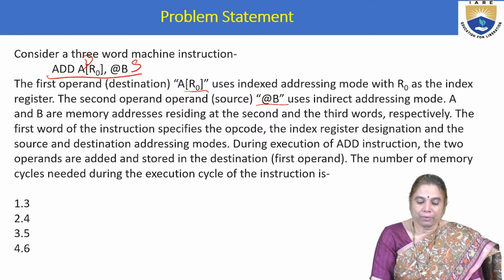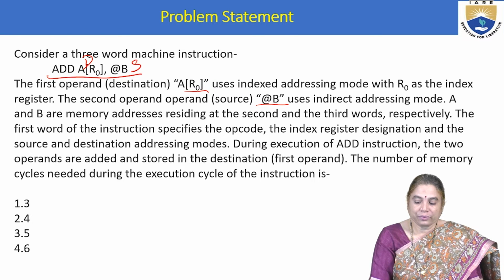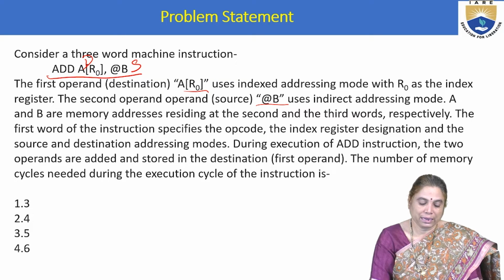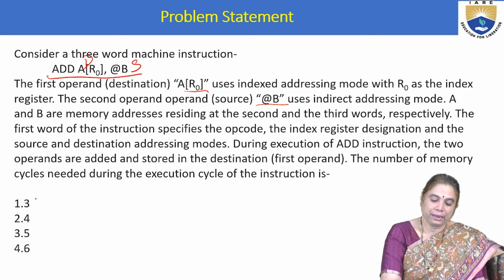So the first word of the instruction specifies the opcode, the index register designation, and the source and destination addressing modes. During execution of the add instruction, the two operands are added and stored in the destination. The number of memory cycles needed during the execution cycle of the instruction is: first one 3, second one 4, third option 5, fourth option 6.